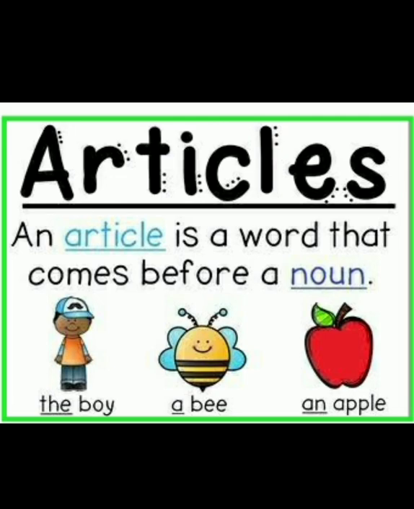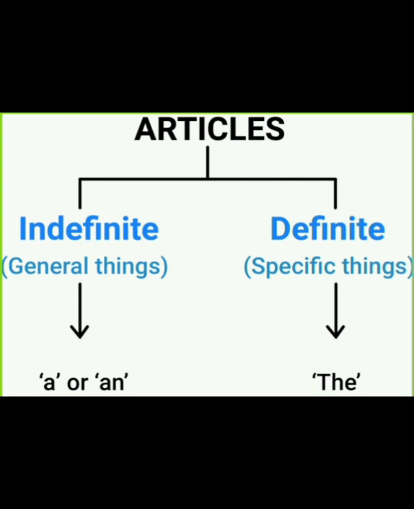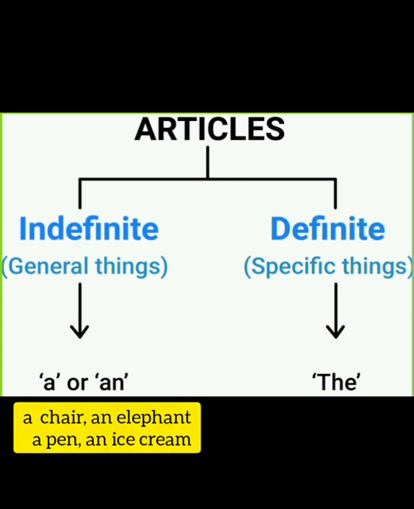There are two types of articles, that is indefinite articles and definite articles. Do you know which are indefinite articles, children? The words a or an are known as indefinite articles. Why? Because they do not refer to any particular person, place, or thing. For example, a chair, an elephant, a pen, an ice cream.